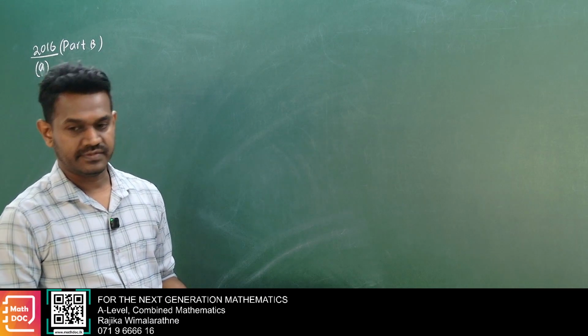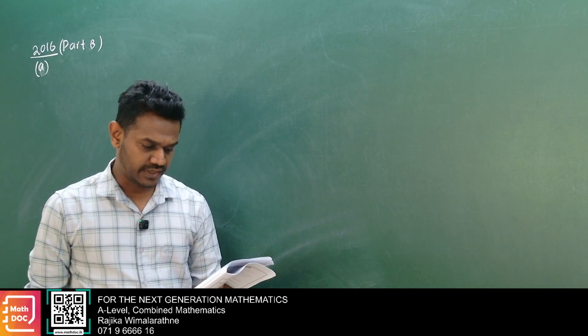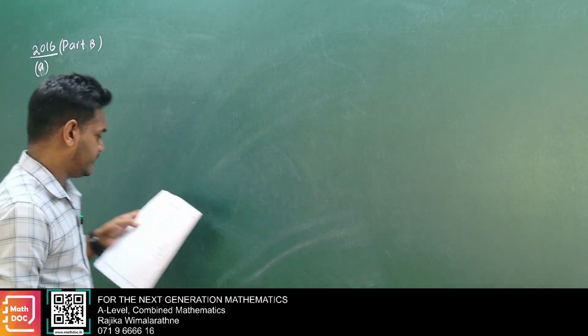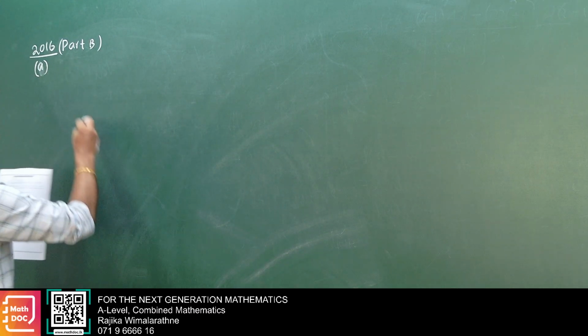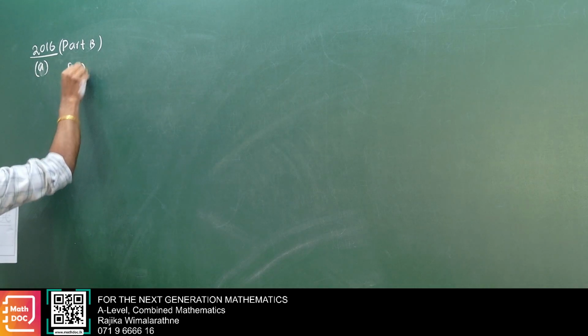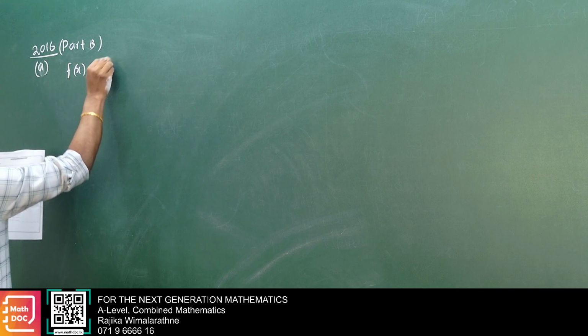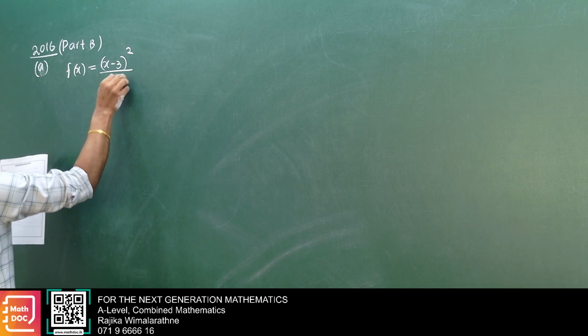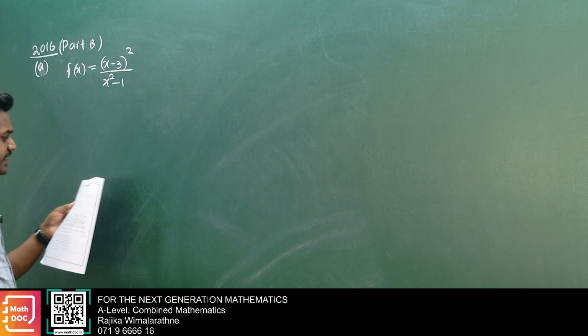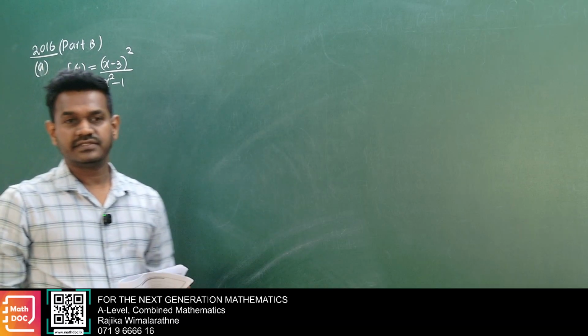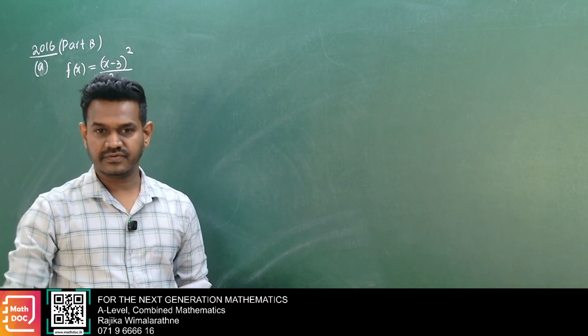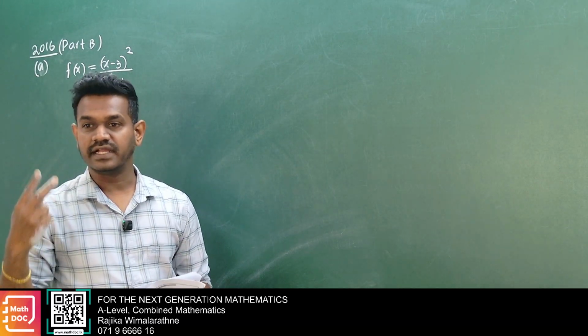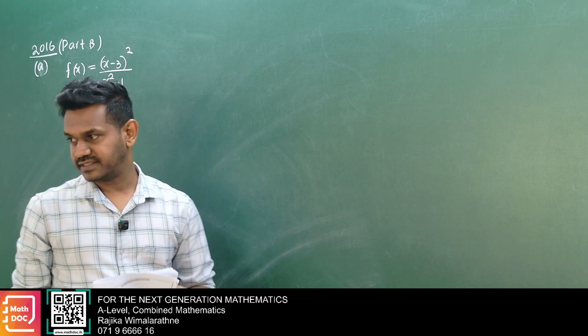If you have doubt, do with me. Others do alone. So here the function f(x) is (x minus 3) squared over x squared minus 1. In a function, we better get three different formats.